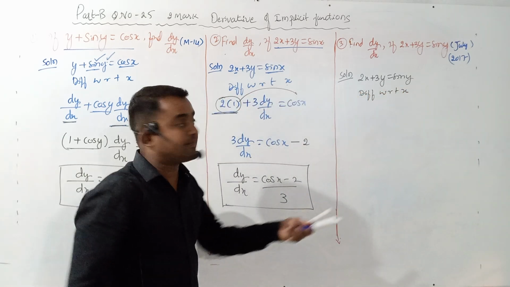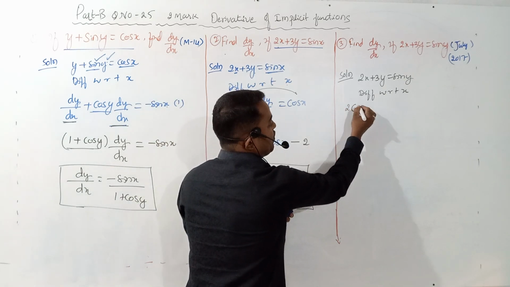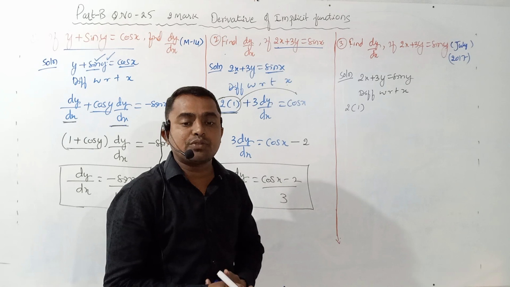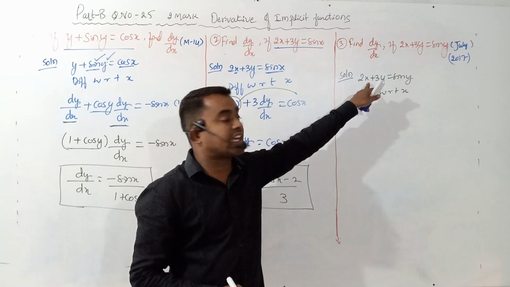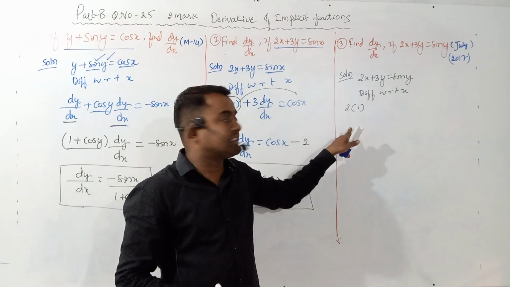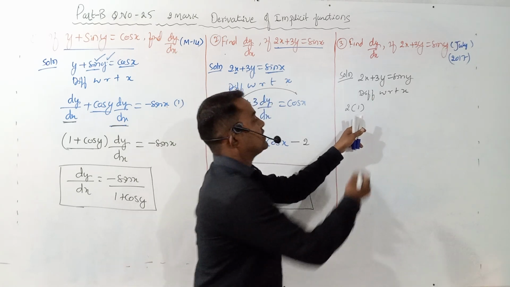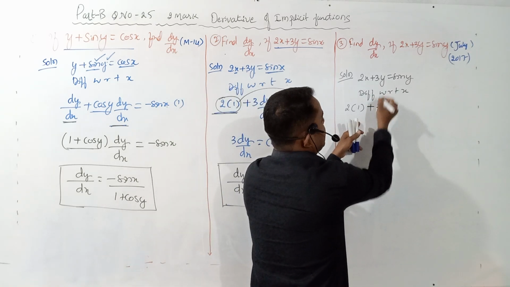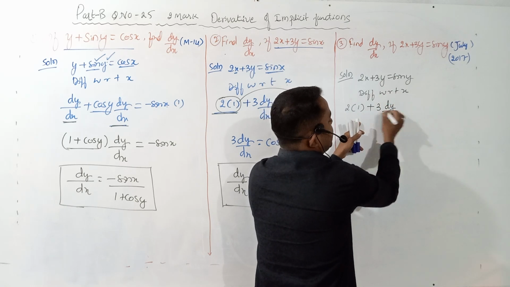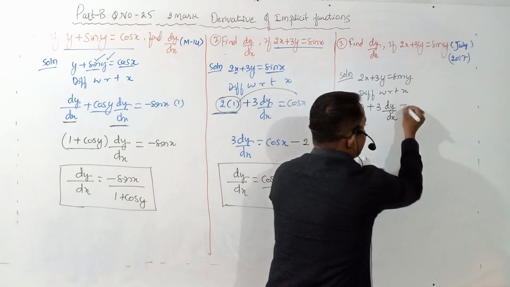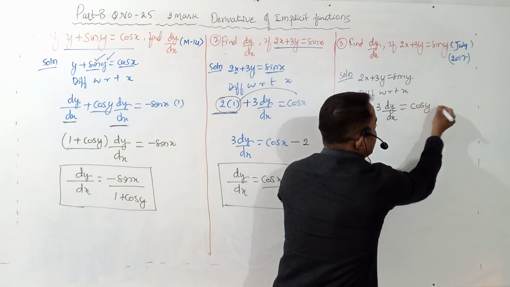After differentiating, 2 stays as it is, and the derivative of x is 1, because 2 is a constant and the function attached is x. Plus 3 as it is, the derivative of y with respect to x is dy by dx. The derivative of sin y is cos y, times the derivative of y, which is dy by dx.